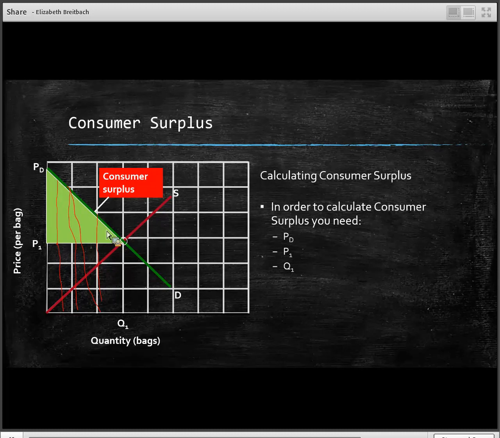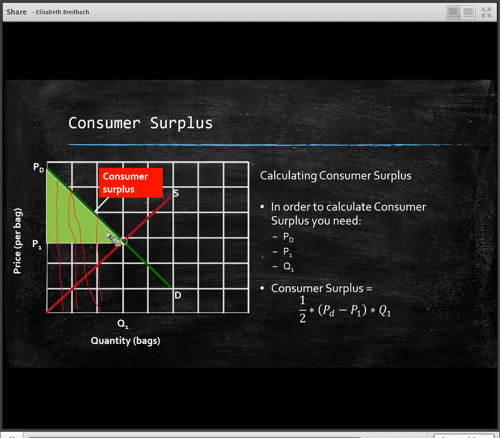And so if that were a rectangle or square, it looks kind of like a square in this case, what we would see is it would be base times height. But since it's a triangle, we multiply that by half. So 1/2 of the height of our triangle, which is PD minus P1. That represents the height. And then the base of that triangle goes from Q1 to 0, so we just have to multiply it by Q1. So Q1 represents that base, PD to P1 represents the height, and we multiply it by 1/2.